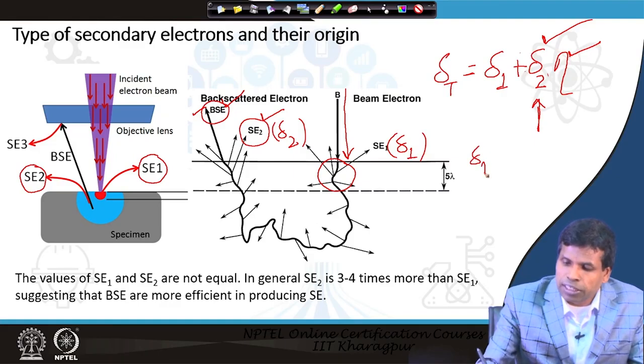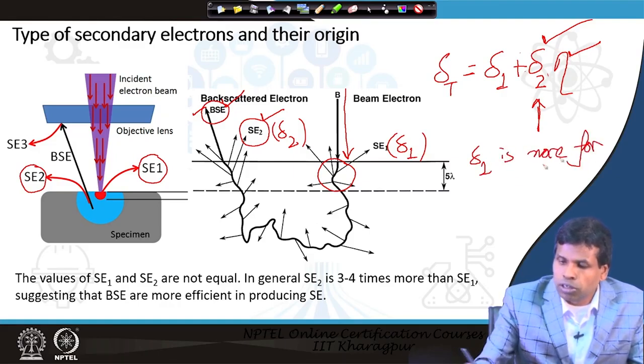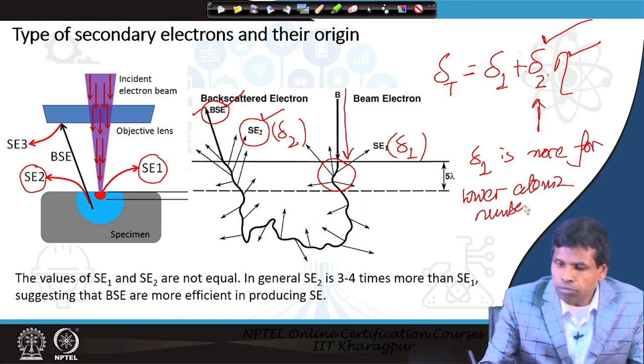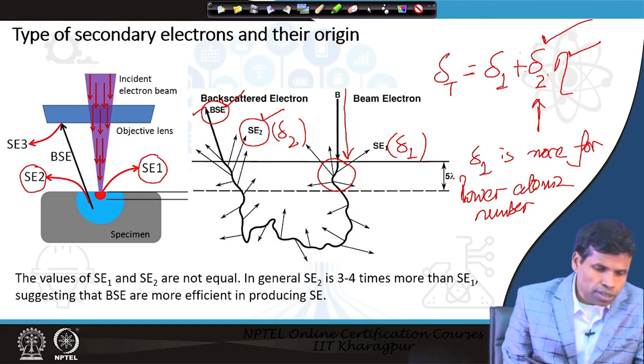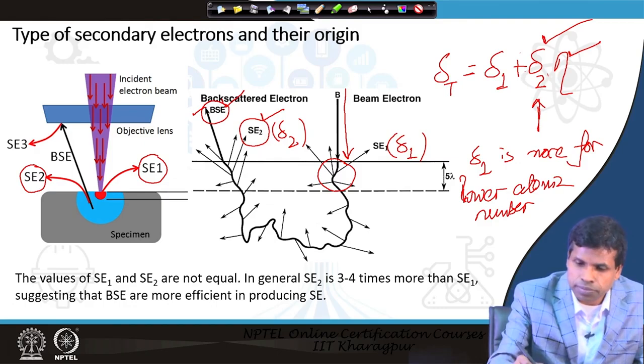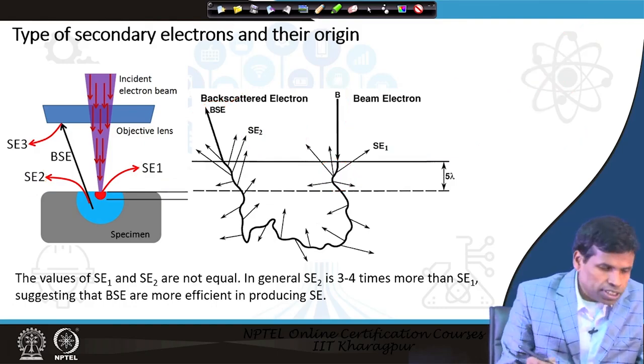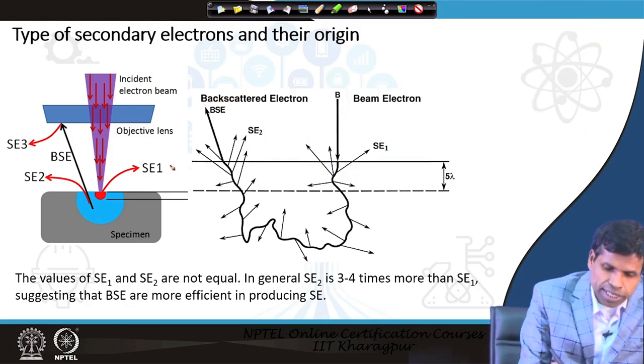So, del 1 is more for lower atomic number materials. On the other hand, del 2 will be more for higher atomic number materials. So, this is about secondary electrons 1 and secondary electrons 2.